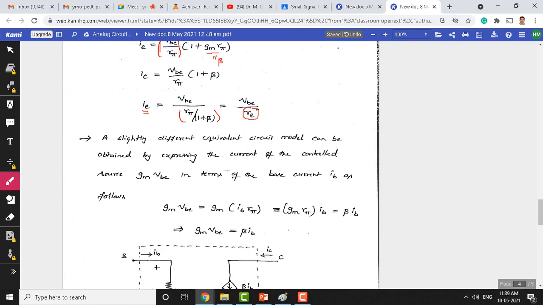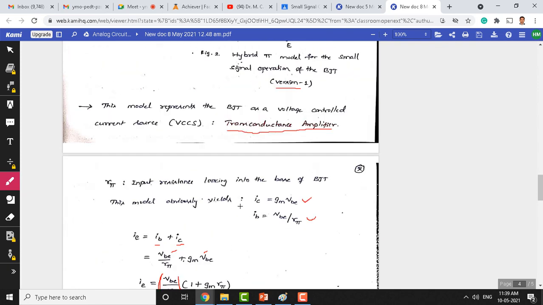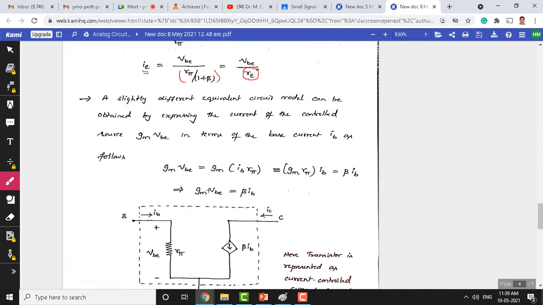Let us see what changes we need to make. A slightly different equivalent circuit model can be obtained by expressing the current of the controlled source gmVBE in terms of the base current IB as follows. Let us see how we can express gmVBE, which is the output current, in terms of the base current here. So here let us consider this expression IC is equal to gmVBE. The same expression is written here.